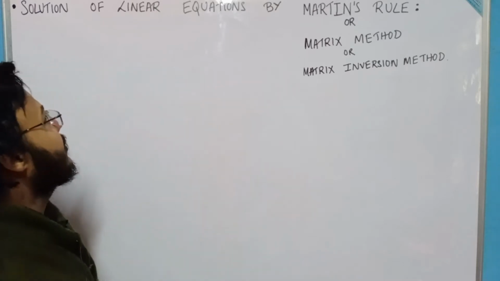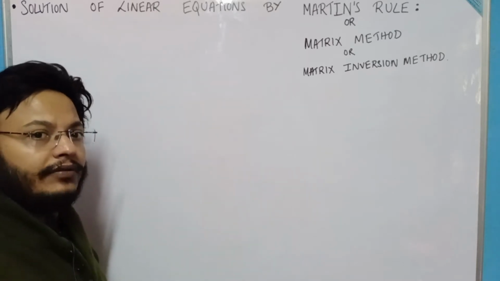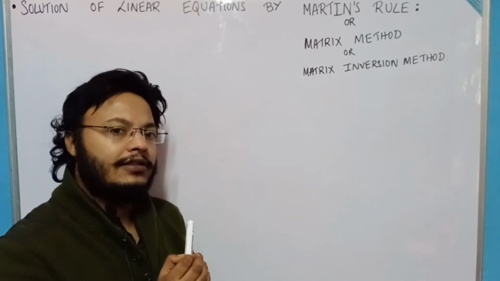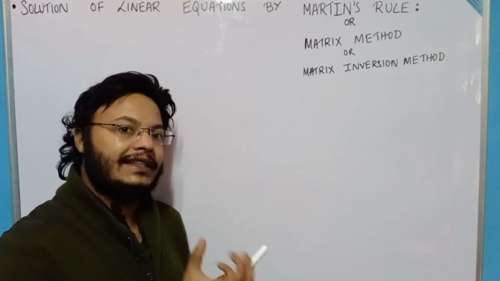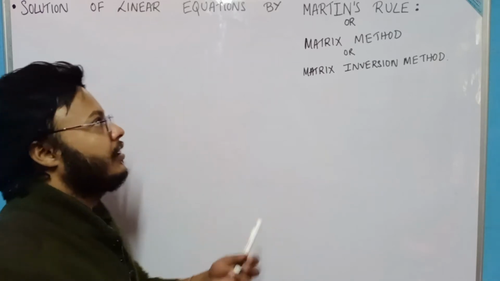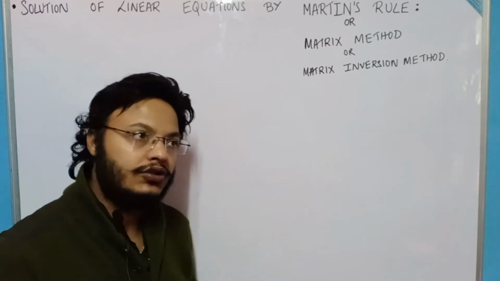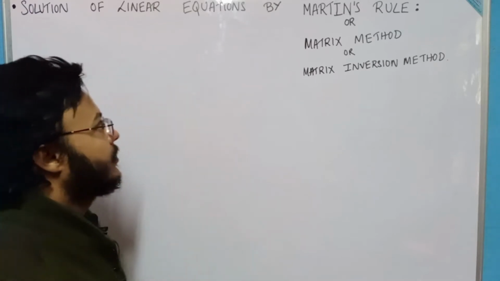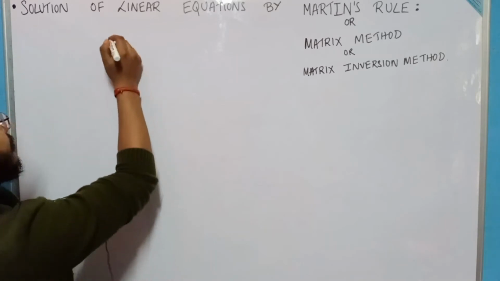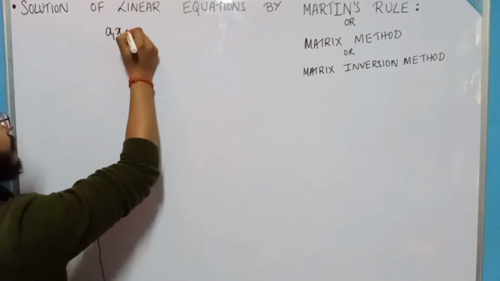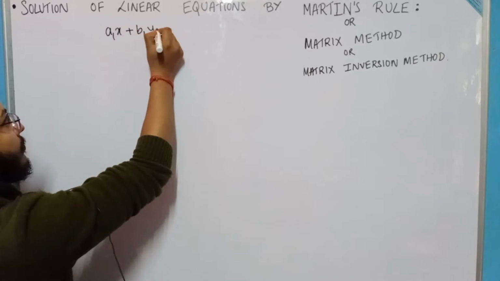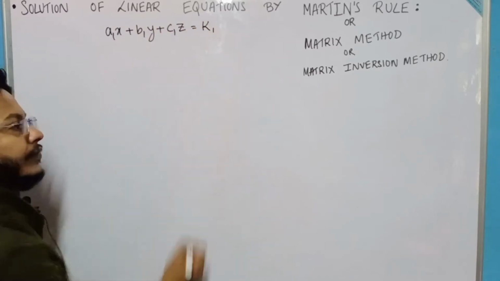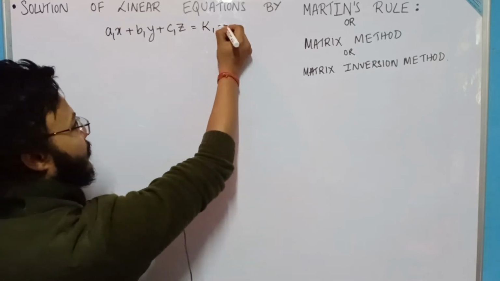So what does this linear equation mean? As you know, I think you have done in class 10 how to solve simultaneous linear equations. In that you used to do two variables, x and y, but in class 12 you have three variables, x, y and z. That means it's a three-dimensional line. Okay, suppose I have an example. Let a1x plus b1y plus c1z equals k1. Okay, suppose this is my equation 1.